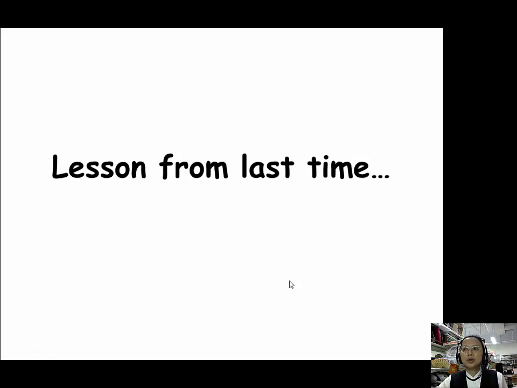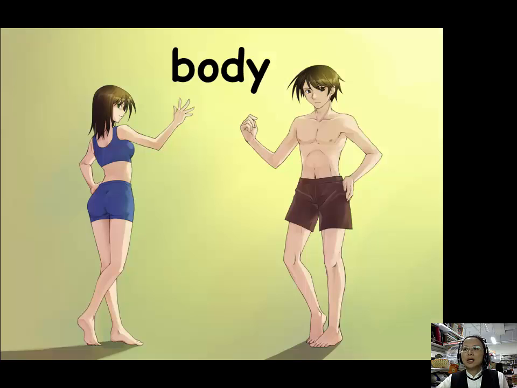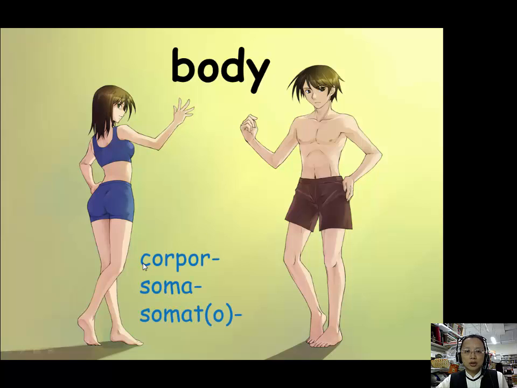In this part, we will learn prefixes and suffixes regarding tissue and organs again. However, let's review what we've learned last time. When we talk about things referring to the body, we use the prefixes corpor, soma, S-O-M-A, somato, S-O-M-A-T-O, and also there's a suffix, some, S-O-M-E.